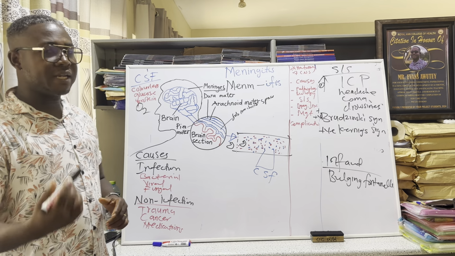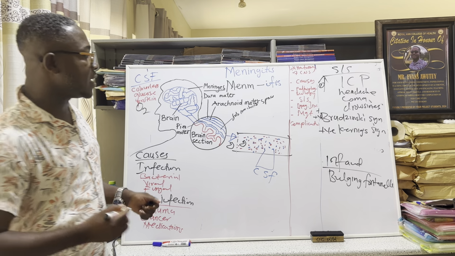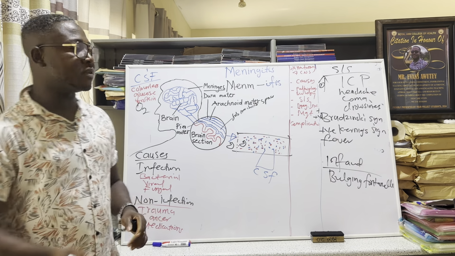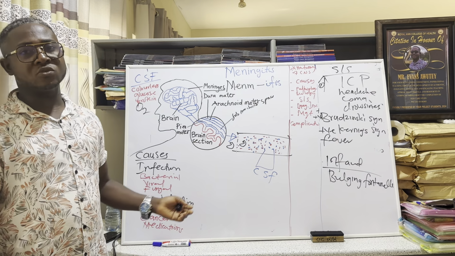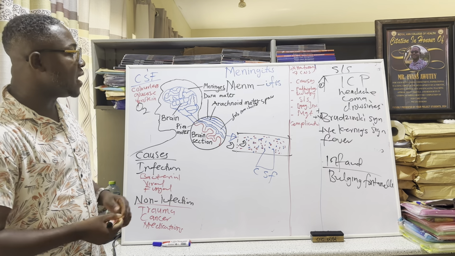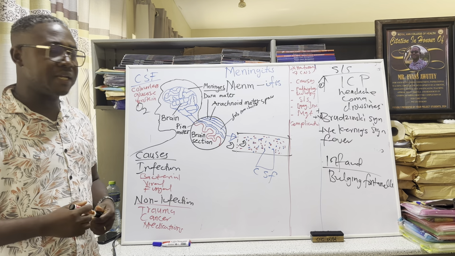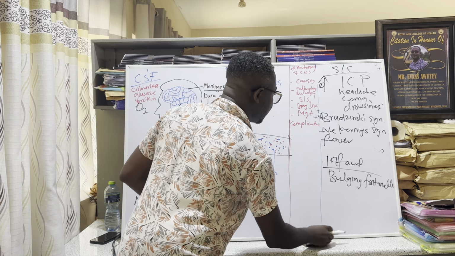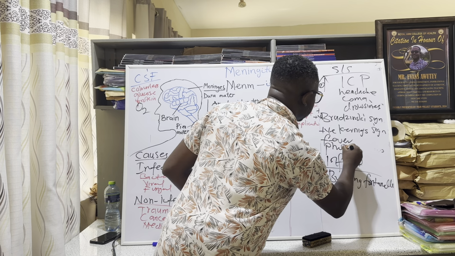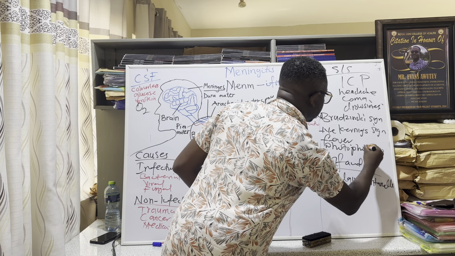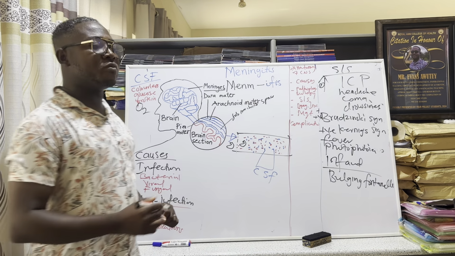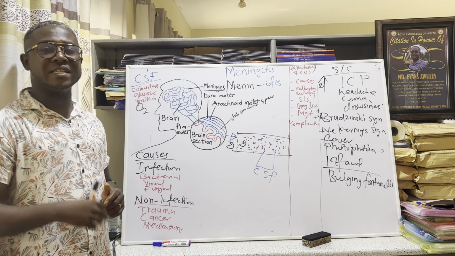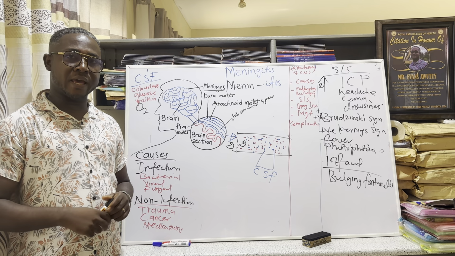Now, another clinical manifestation that also occurs is what? Fever. And that is because of the inflammatory process that is ongoing. Then we also have another clinical manifestation, which is photophobia. Photophobia occurs because of the meningeal irritation that affects the nerve that is controlling the eyes.